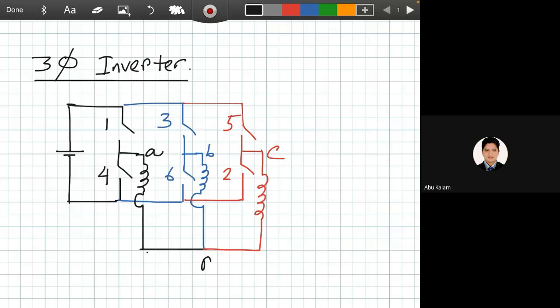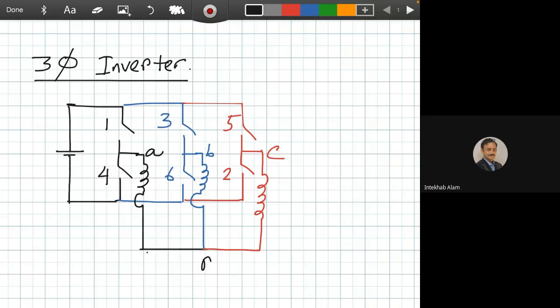So this is a basic circuit diagram of a three-phase inverter. Do you have any question regarding this circuit? It is almost similar to the three-phase rectifier. In a three-phase rectifier, we give the input through the points A, B, and C. But here we get the output from the points A, B, and C.